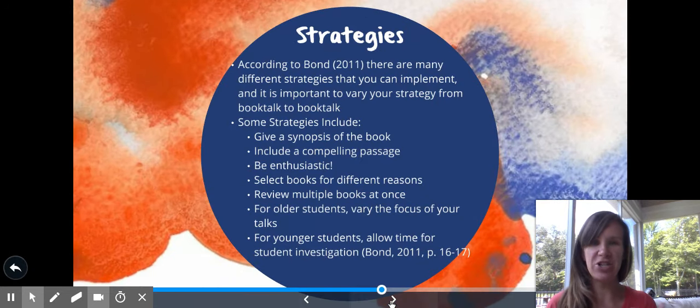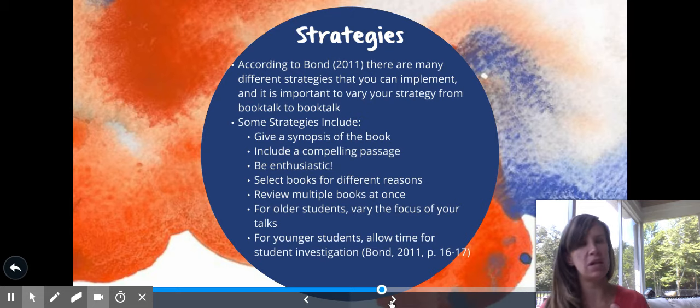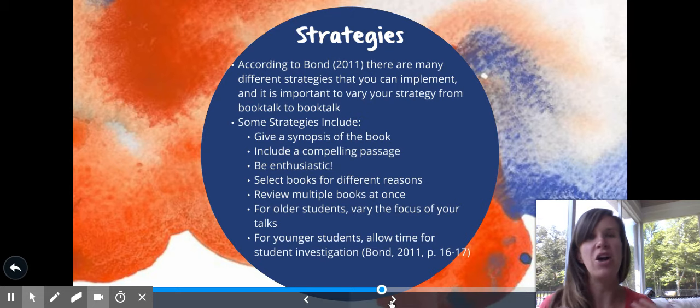Okay, so strategies. How do we incorporate these book talks, or how do we go about giving one? So again, according to Bond, different strategies that you can implement. There are lots of different ones, and you need to try to think about varying your strategy from book talk to book talk. If you're always giving the same book talk every single time, it's going to be a little bit underwhelming for your students, which is the opposite of what you want.